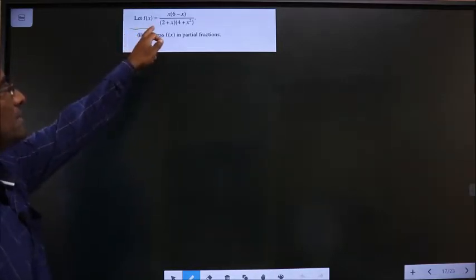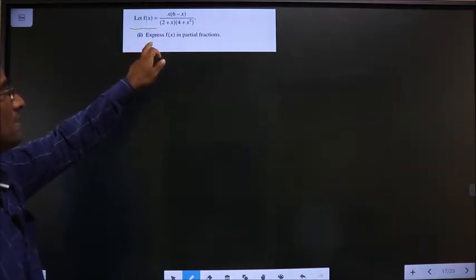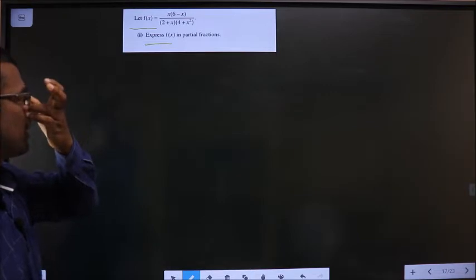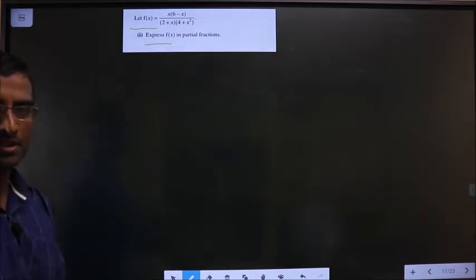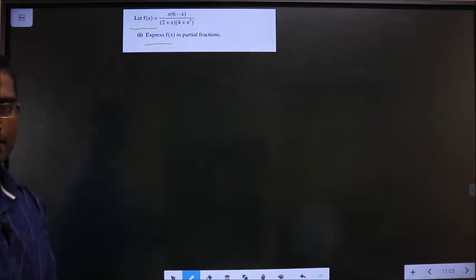Let f of x equal to this, express f of x in partial fractions. So whenever you want to express it in partial fractions, step 1, you need to check whether it is proper or improper. And how do we check?